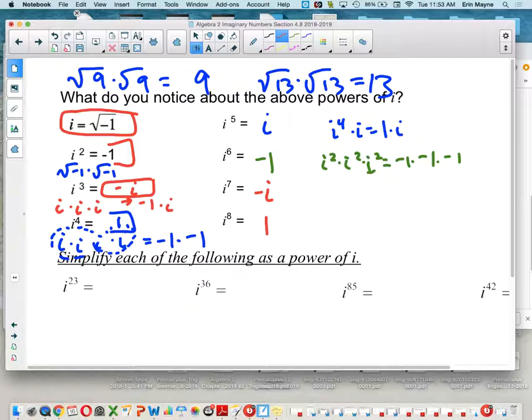So, for the record, pretend I didn't have 5, 6, 7, or 8 right here. I could go I to the 1st, I to the 2nd, I to the 3rd, I to the 4th. Where would I find I to the 5th? Back up to the top. I to the 5th, 6th, 7th, 8th. Using that method, will you please find I to the 23rd in your groups and raise your hand when you have an answer?